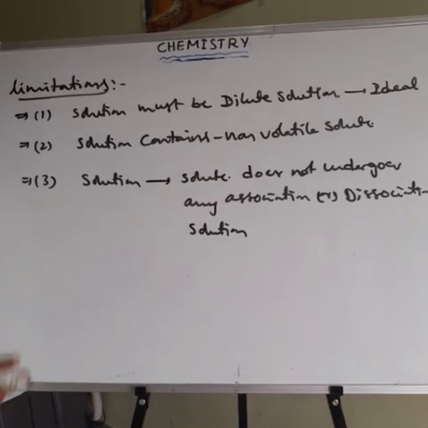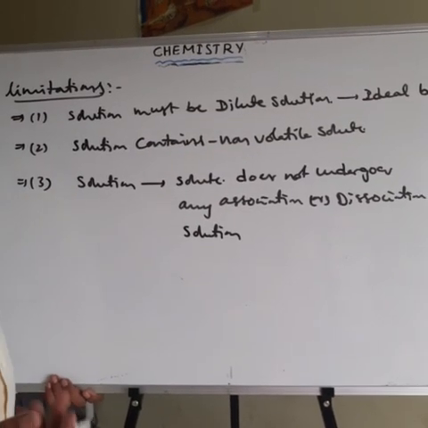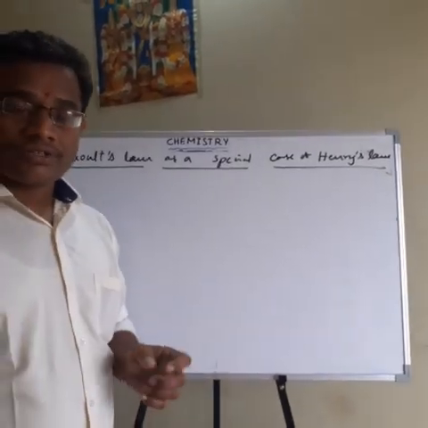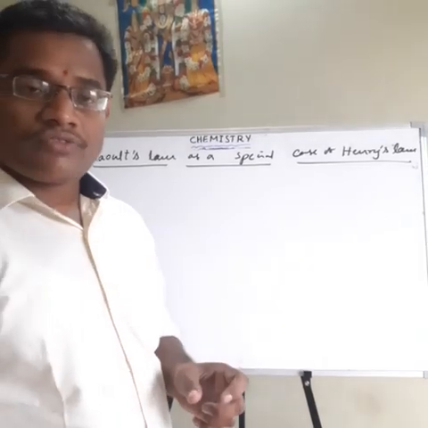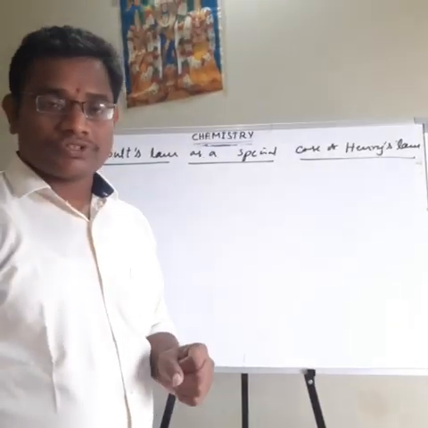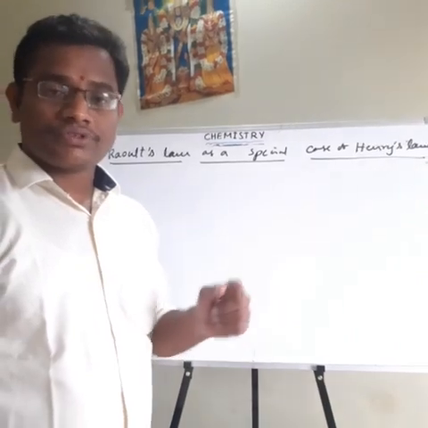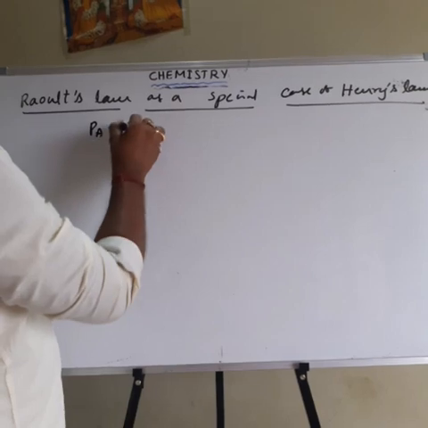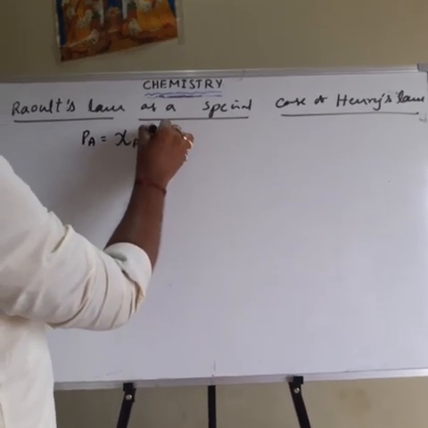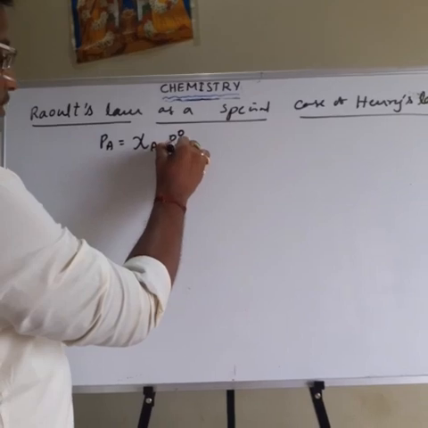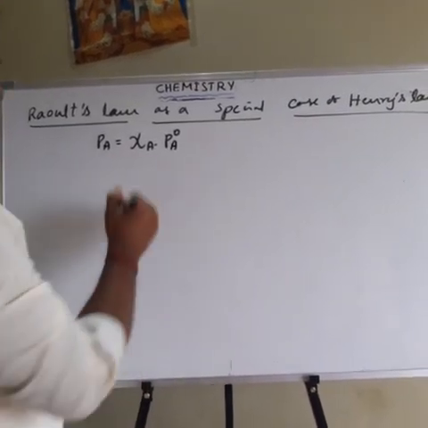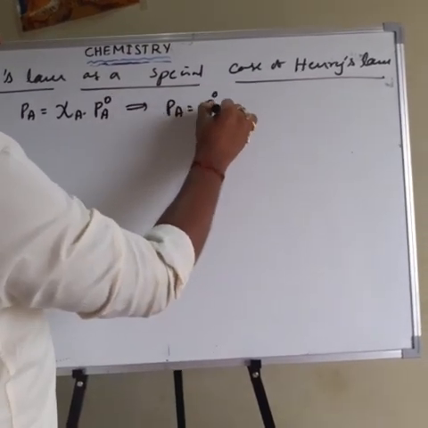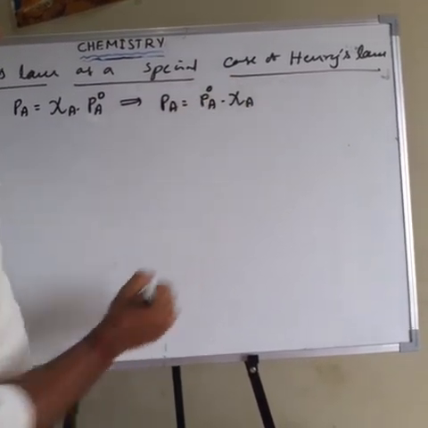Then next is Raoult's law as a special case of Henry's law. The concept is Raoult's law, a special case of Henry's law. First is Raoult's law for the volatile component of the solution. That means Raoult's law for liquid in liquid type solution. What is the Raoult's law formula? Here PA is equal to XA into P naught A. It can be written as PA is equal to P naught A into XA.